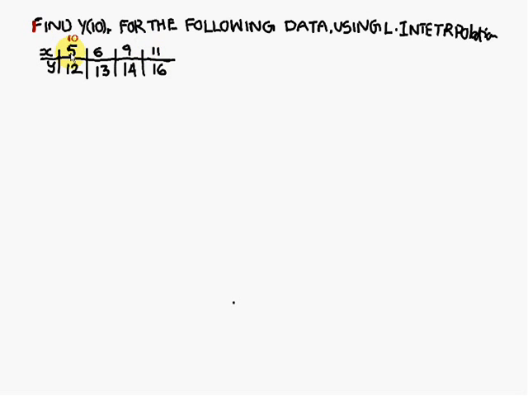If you consider the x variables, here it is 5, 6, 9, 11. The difference between the first two is 1, the next difference is 3, and the last difference is 2. So the differences are 1, 3, 2: unequal intervals. Then you come across Lagrange's interpolation. How do we solve this type of problem?